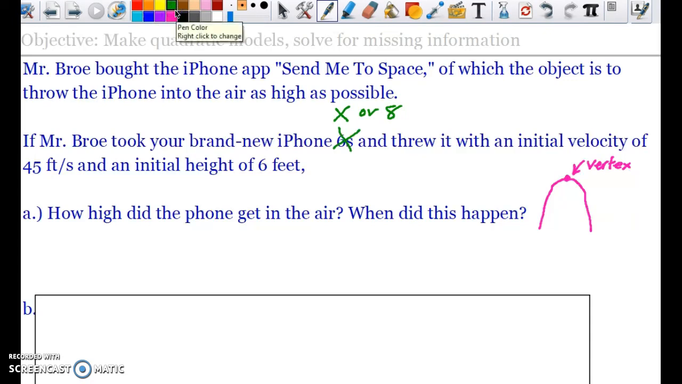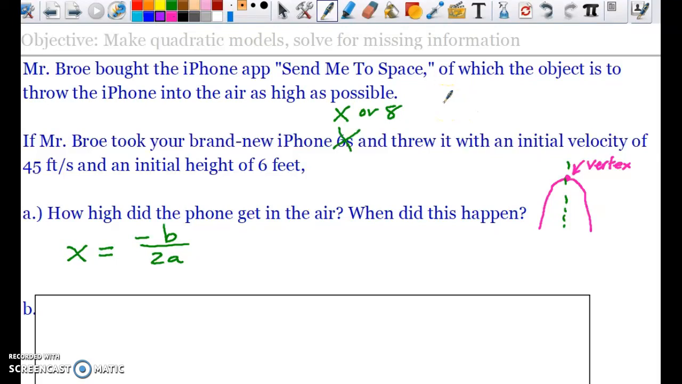You have a pretty good arm. So let's find out. How do I find out the vertex? Well, before I do anything, I have to find the axis of symmetry. So that x value, or time value, is going to be negative b over 2a. Well, in order to use that, I need a formula.